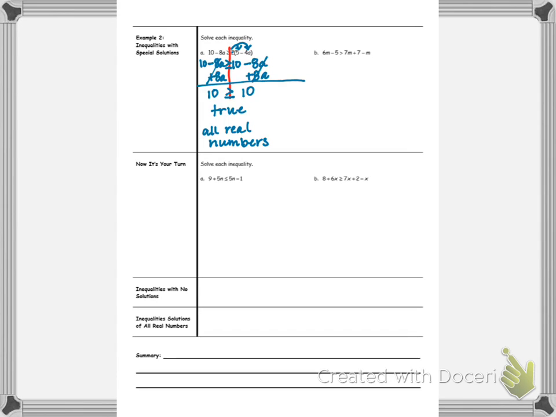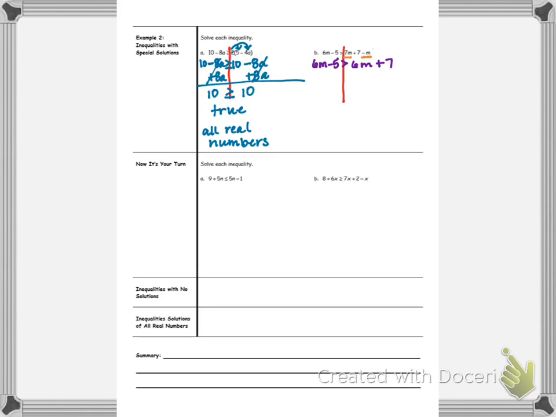Okay? So now we're going to look at our next problem. 6m minus 5 is greater than 7m plus 7 minus m. So I draw my line down, and if you need to put that 1 in front of the m over there, you can. And I'm going to combine my like terms on that right-hand side. So I have 6m minus 5 is greater than 7m minus m, because here are our like terms, 7m minus m. 7m minus m is 6m plus 7.